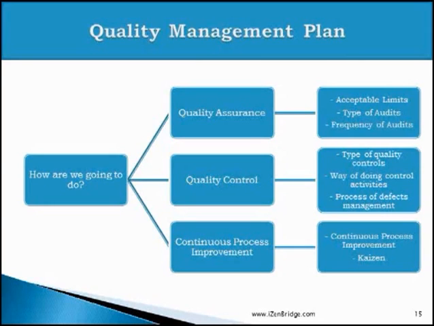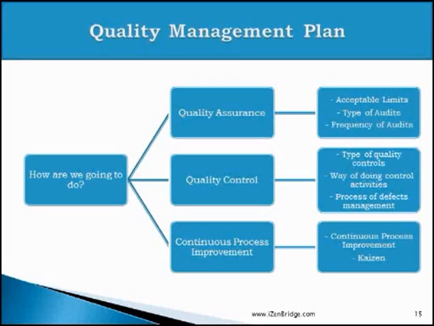So what is the quality management plan? The quality management plan answers how we are going to do quality assurance, quality control, and continuous quality improvement. We will do quality assurance and quality control in the respective processes, but in the quality management plan, we identify how we are going to do quality assurance, quality control, and continuous process improvement. The how part is the planning part. The quality management plan also ensures that our project adheres to the organization's quality policy and quality values.